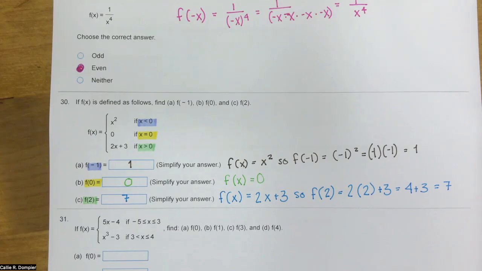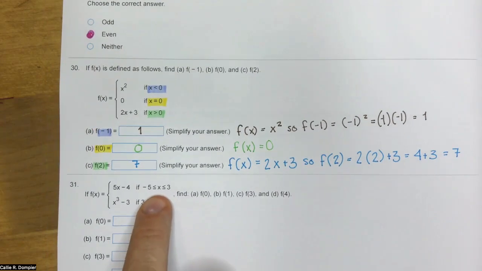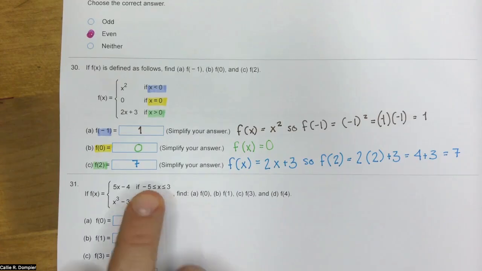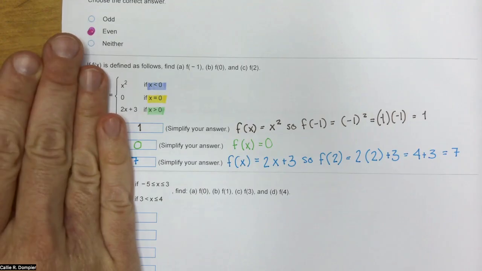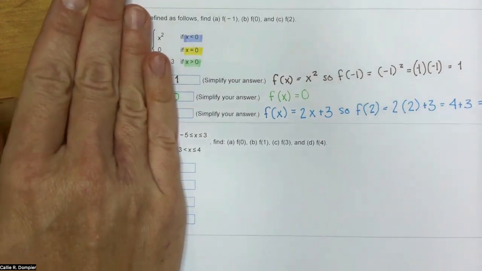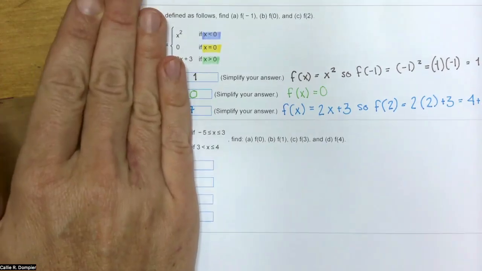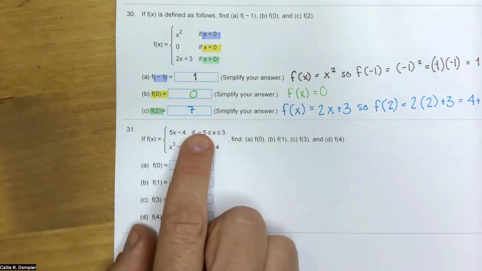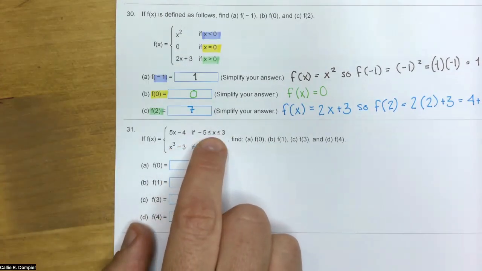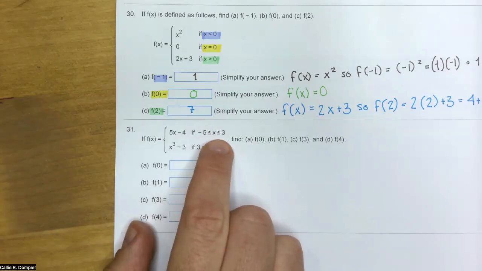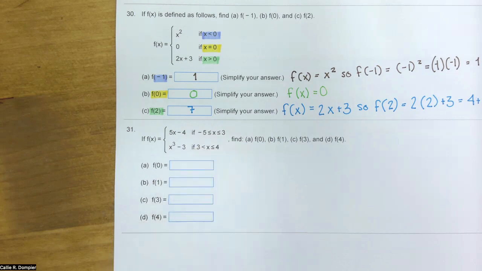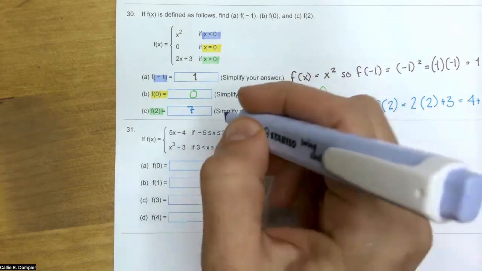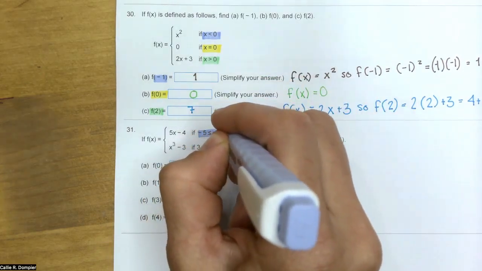Let's try it again. Okay, this is a little bit more complicated, but again, I just want you to understand the part after the if, okay? And then for each of the 4 questions they ask you about, decide whether it goes here or here, okay? Are we talking about a number between and including -5 and 3? Are we talking about a number that is between 3 and 4? Okay? So again, I'll just highlight them for simplicity. Between -5 and 3.